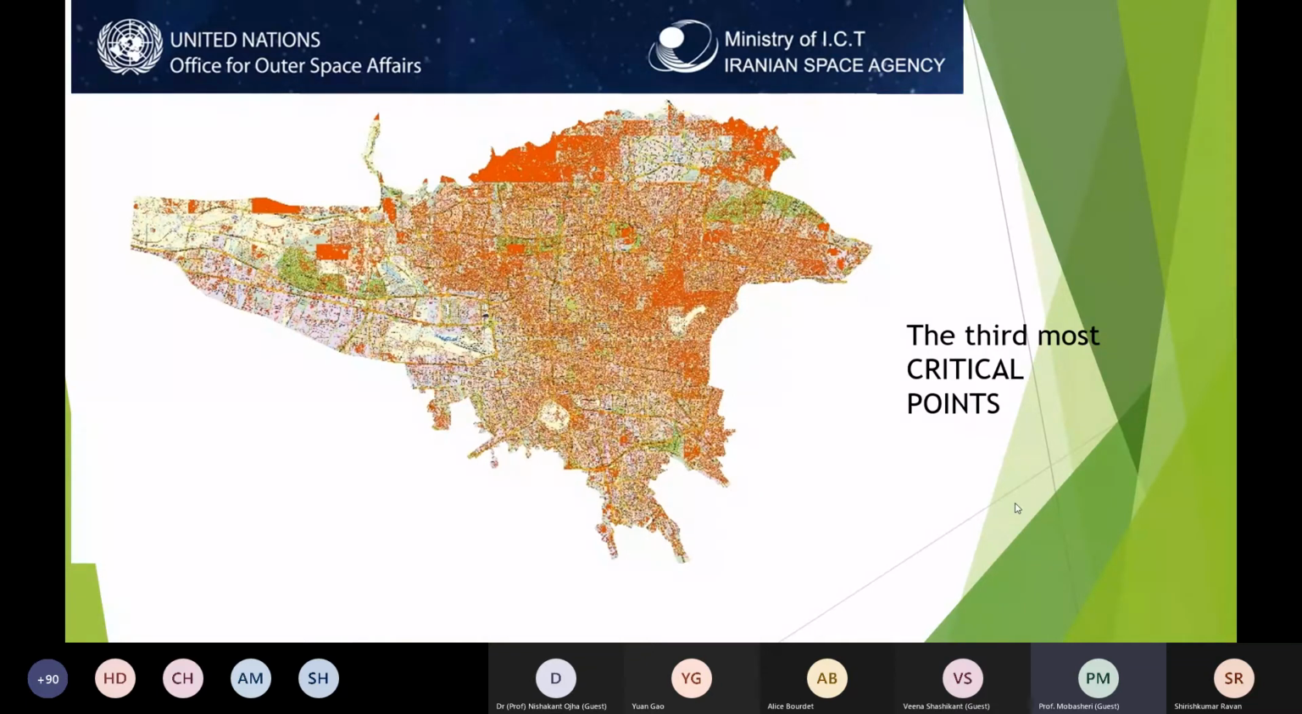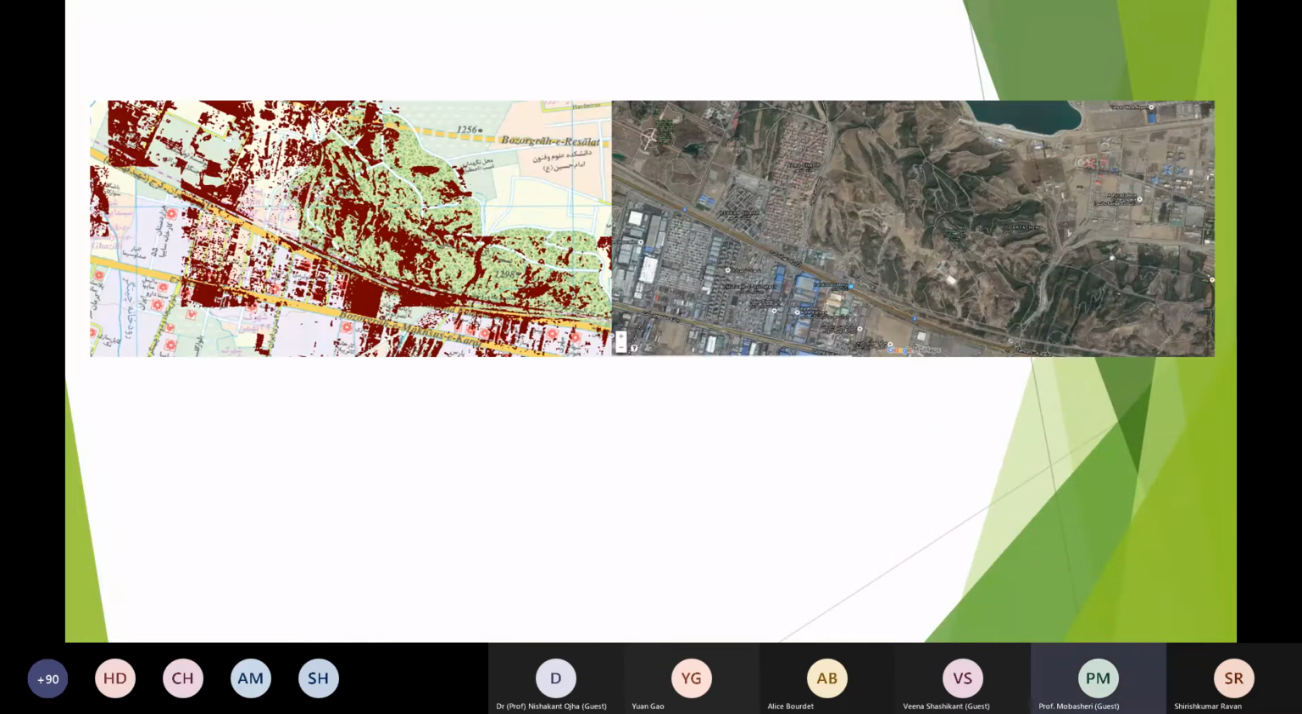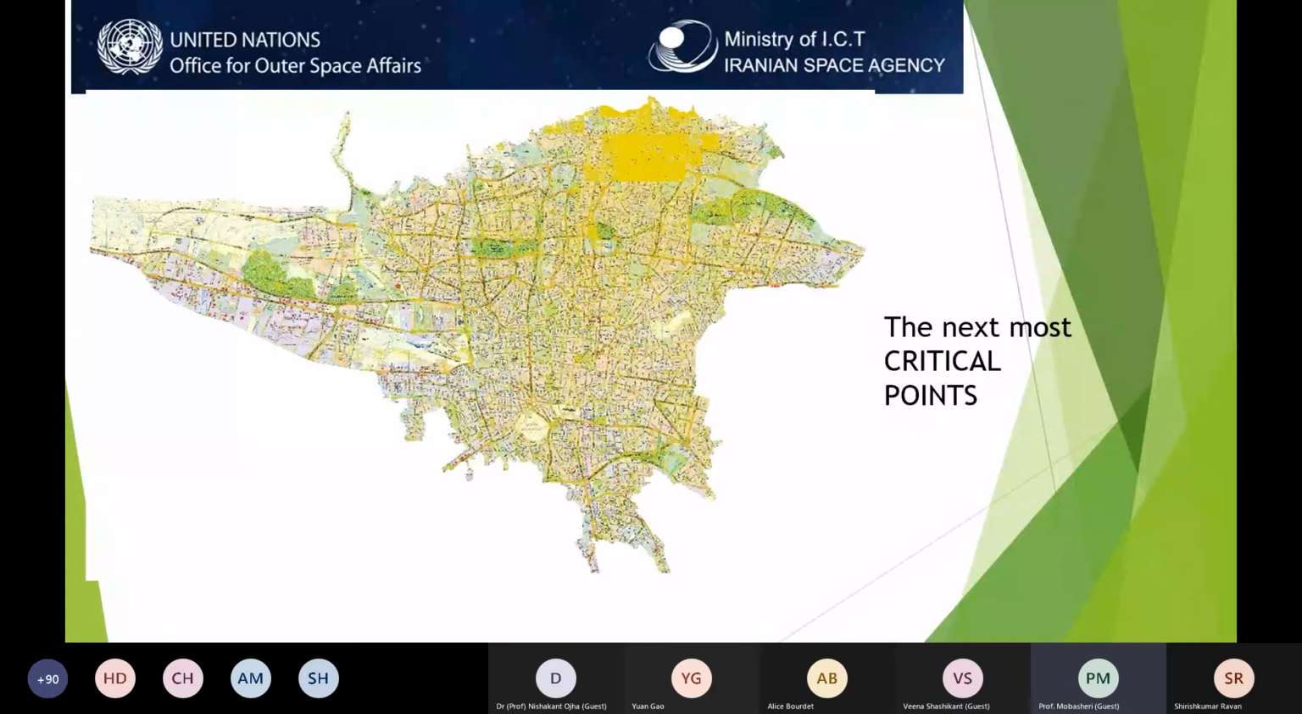Go to the next, please. See, there is a lot of vegetation in that area. And the next most critical point is here, the yellow one, only the roads, highways, and this area at the north of Tehran, which is not that hot. It is cooler. Go to the next one, please.